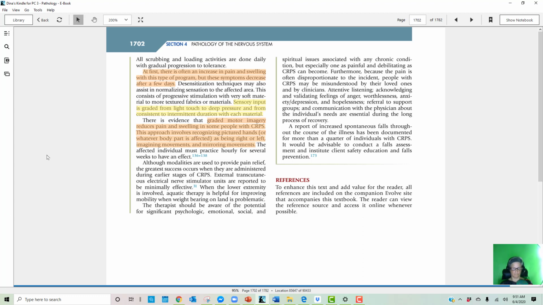The therapist should be aware of the potential for significant psychologic, emotional, social, and spiritual issues associated with any chronic condition, but especially one as painful and debilitating as CRPS can become.